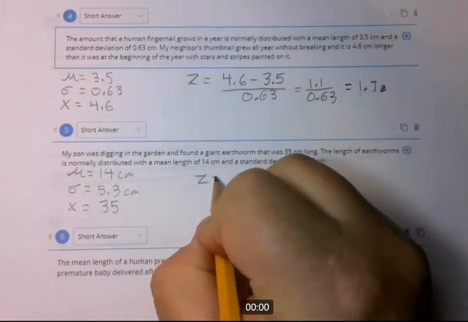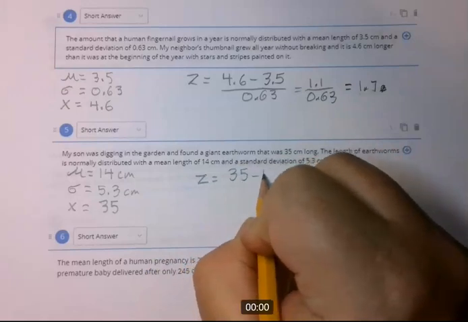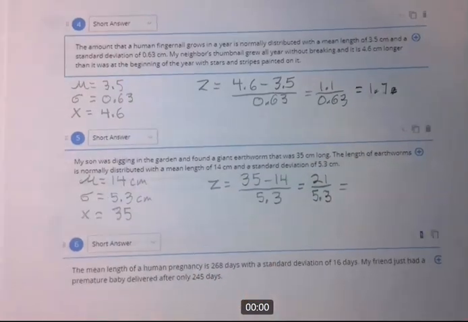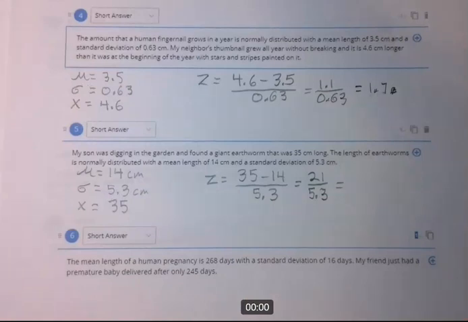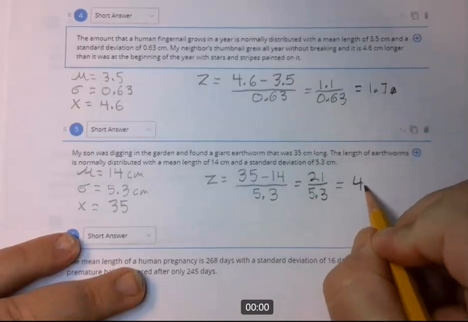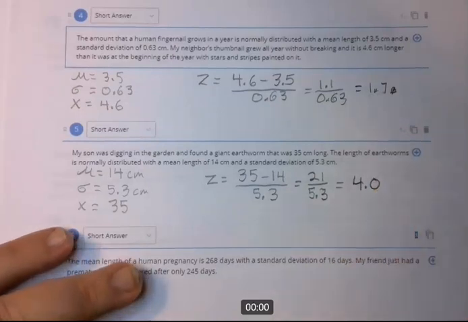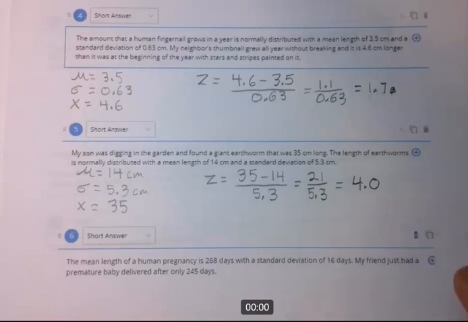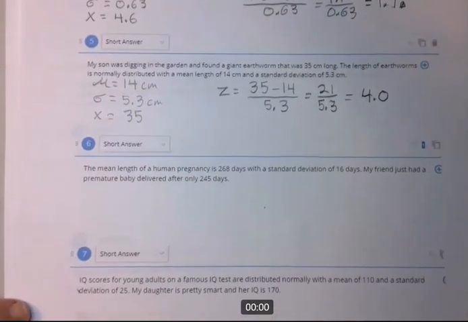So Z equals, and we're looking at, in round numbers, 4 standard deviations, and that's way outside. 3 standard deviations, again, is greater than 99.7%, so this is way above that. So this is definitely what would be called an outlier. All right, keep going.